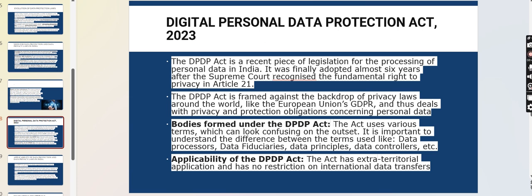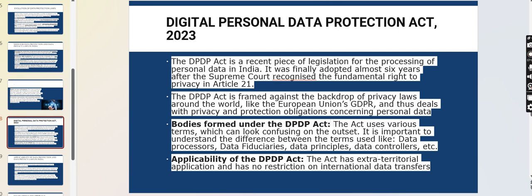Now, the bodies formed under the DPDP Act. The person whose personal data is collected is called the data principal. The data fiduciary is the body that determines the purpose behind processing the personal data. What is the purpose of the individual's data?